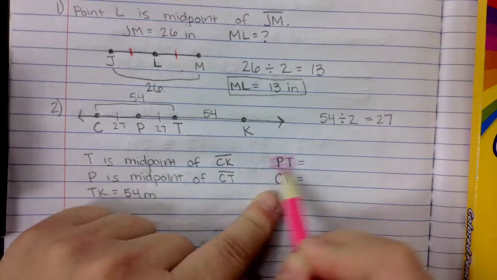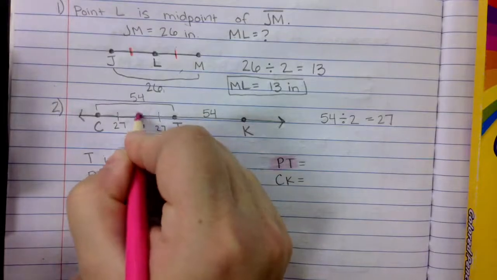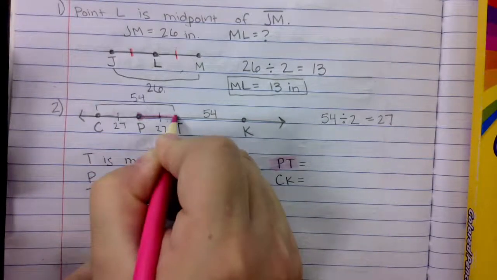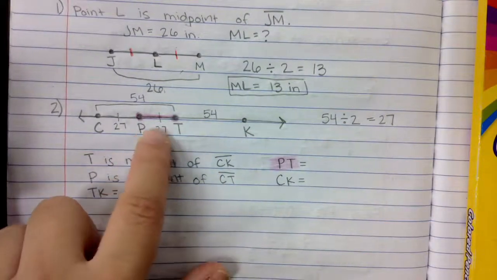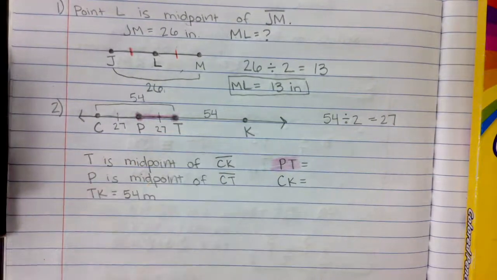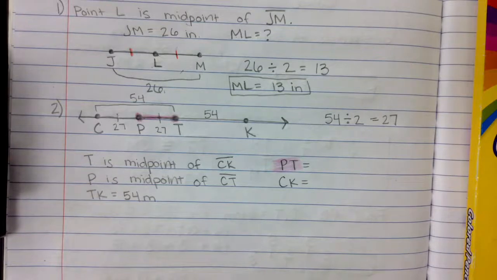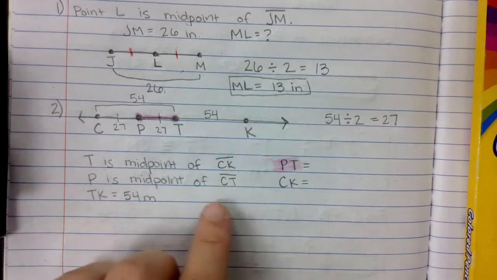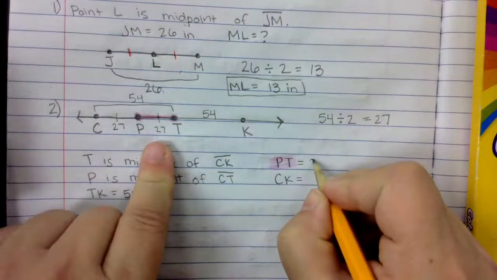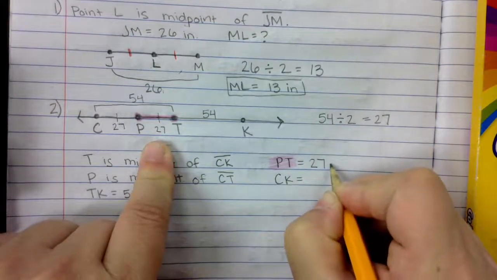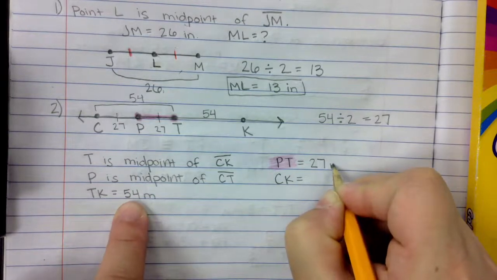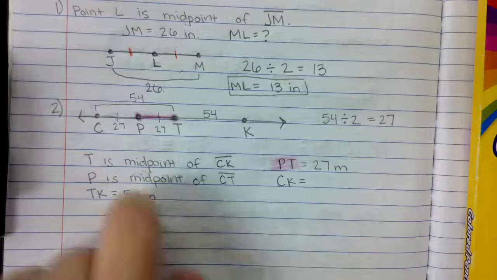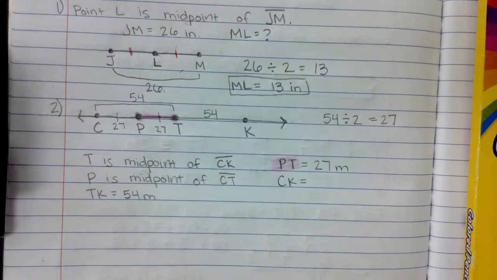Okay, last example, number 3. For number 3, we know that line P bisects at point K. And we're going to draw a picture of that.